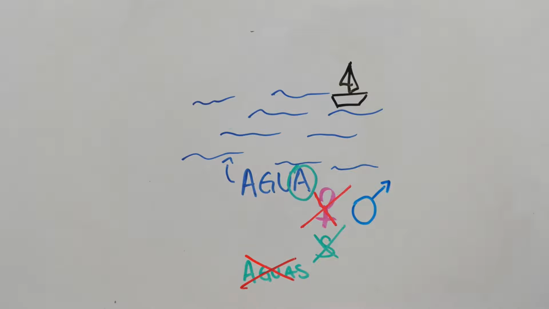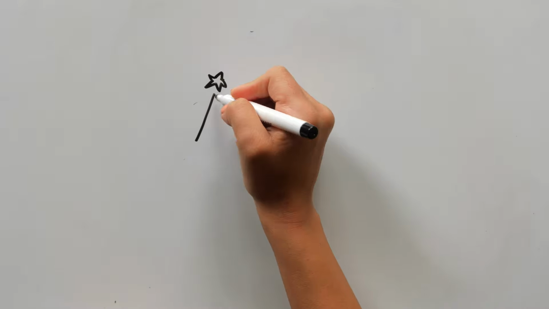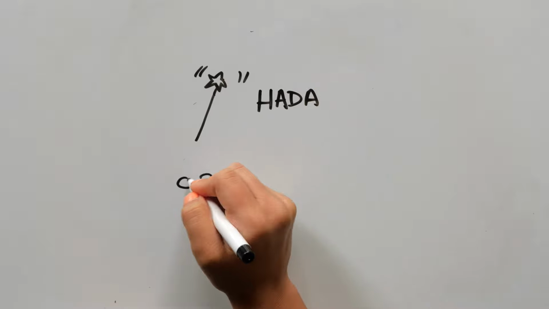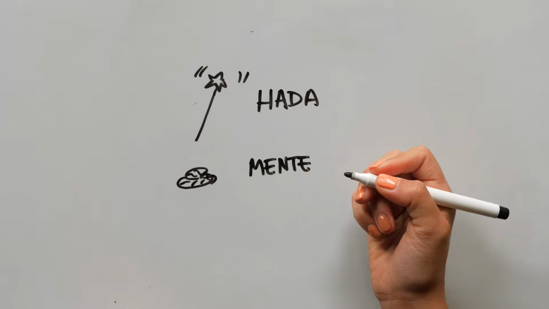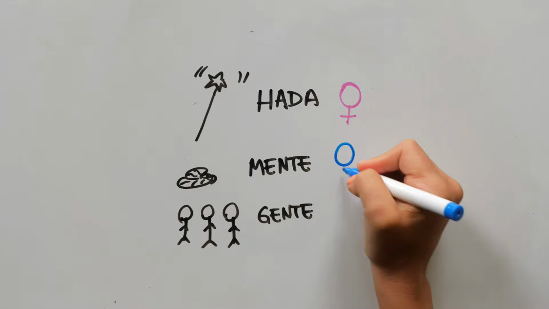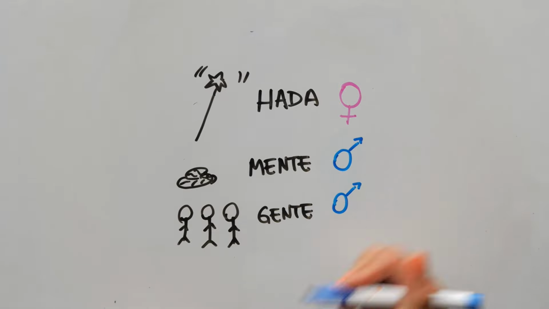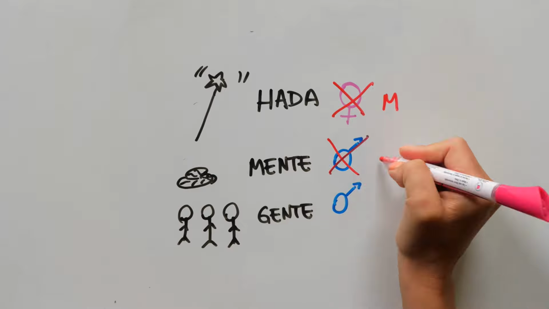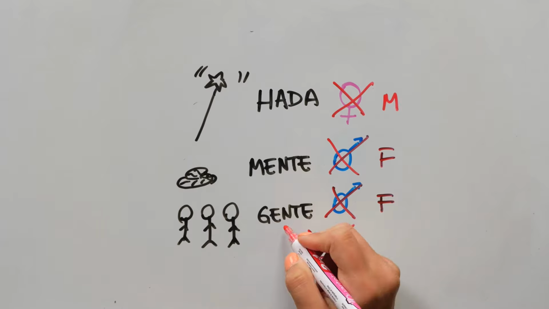Maybe you can find a plural form of agua in poetry, but let's be honest, how many of us speak in a poetic way? Other examples are hada or fairy, mente or mind, and gente or people. Let's spend some time understanding the articles, because that's the whole point of caring so much about a word being singular or plural, or masculine or feminine.